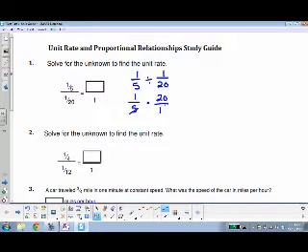Then I'm going to simplify out my like terms. I'm going to turn this 5 into a 1. The 20 will become a 4. Then I'm going to multiply across the top and bottom, and I get 4 over 1, which is the same as just 4. On number 2, it's very similar.